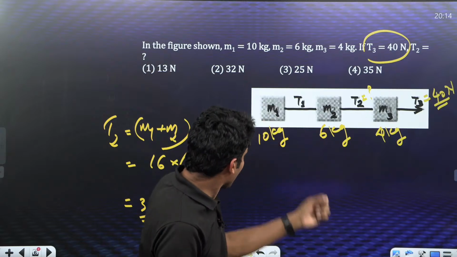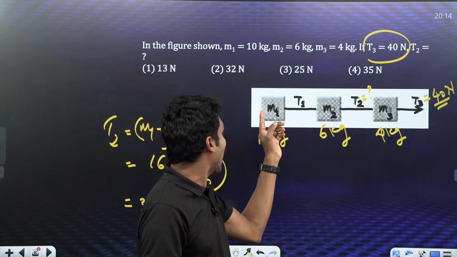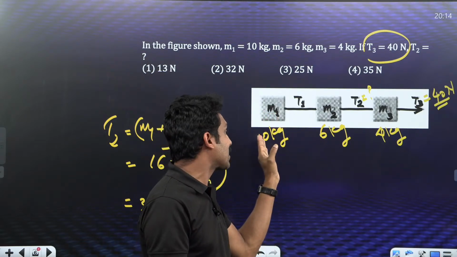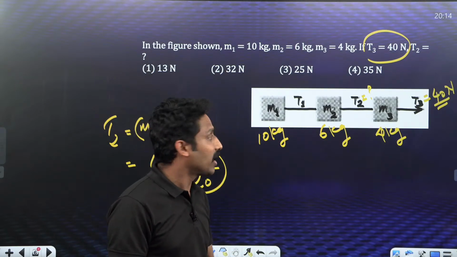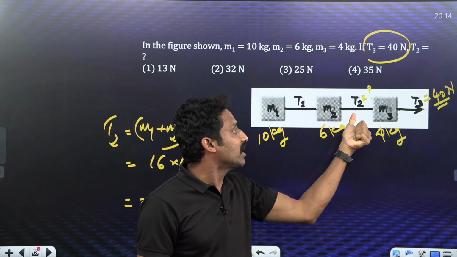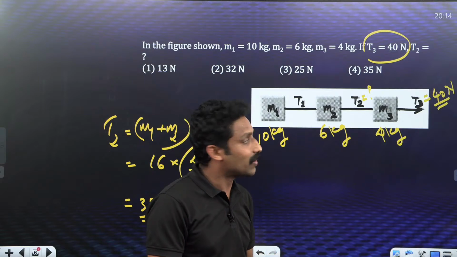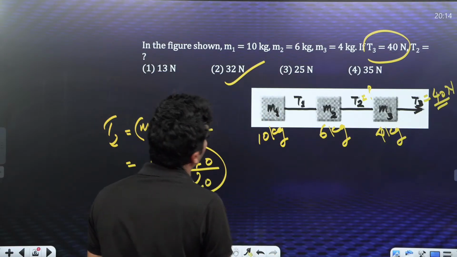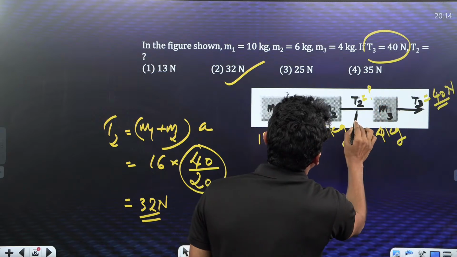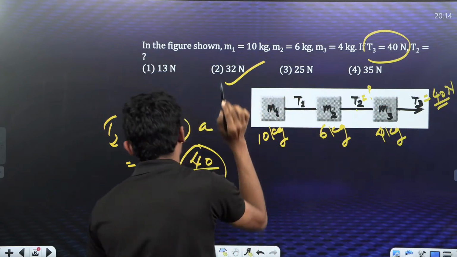What about the tension in the other string? In this string, it is M1 into acceleration. M1 is 10 and acceleration is 2. So 10 into 2, 20. Here this is 20 Newton, here it is 32 Newton acting totally. That's it. So the answer of this particular question is 32 Newton. They are asking for T2, this tension, so it is 32 Newton.